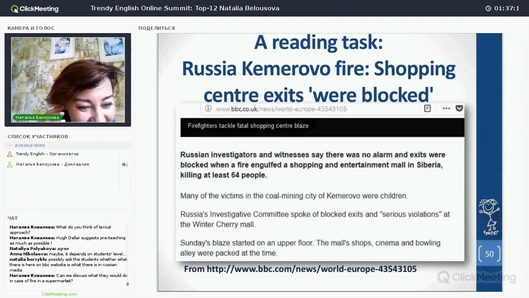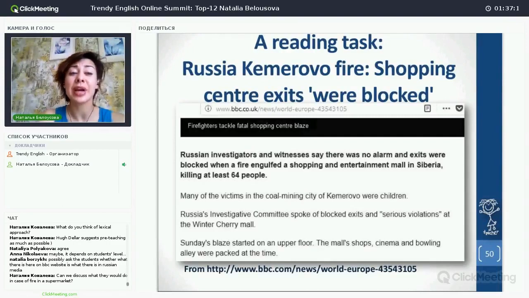Natalia Belousova is asking, can we discuss what they would do in case of fire in a supermarket? Yes, that's a great idea, I think. Probably after reading the article, as a way to respond to the text. It's always good to respond to what you've read in the classroom, because this is what happens in real life. You read an article and then you've got some feelings after reading it you want to share. And we tend to think what we would do in this situation or what we should do. So it's also a very good idea.